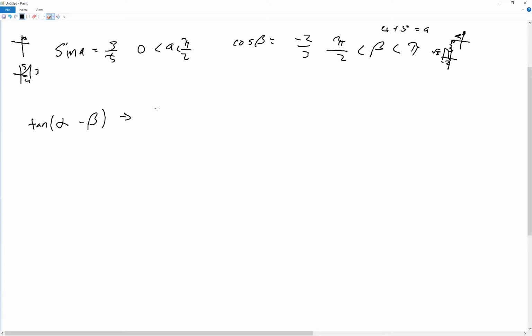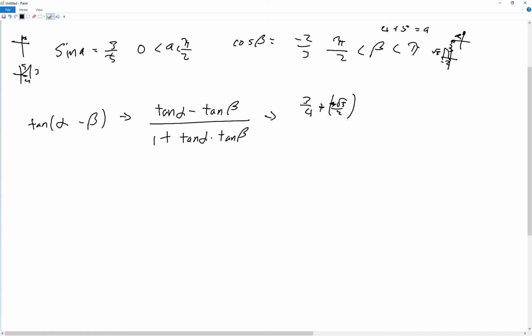So this is tan alpha minus tan beta over 1 plus tan alpha times tan beta, the sign changes, right? So tan alpha is opposite over adjacent, so it's 3 over 4, minus tan beta, which is opposite over adjacent, negative square root 5 over 2. And this turns into positive, so ignore the negative here.